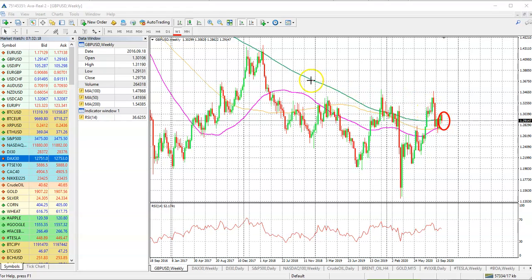So right over here, this particular line is your 200-week moving average. This one over here is your 50-week moving average, and this one over here is your 100-week moving average. Of course, in order to put those on, you can just go into insert and then follow our previous videos, and then you go to trend and analysis. I'll show that in a bit again.